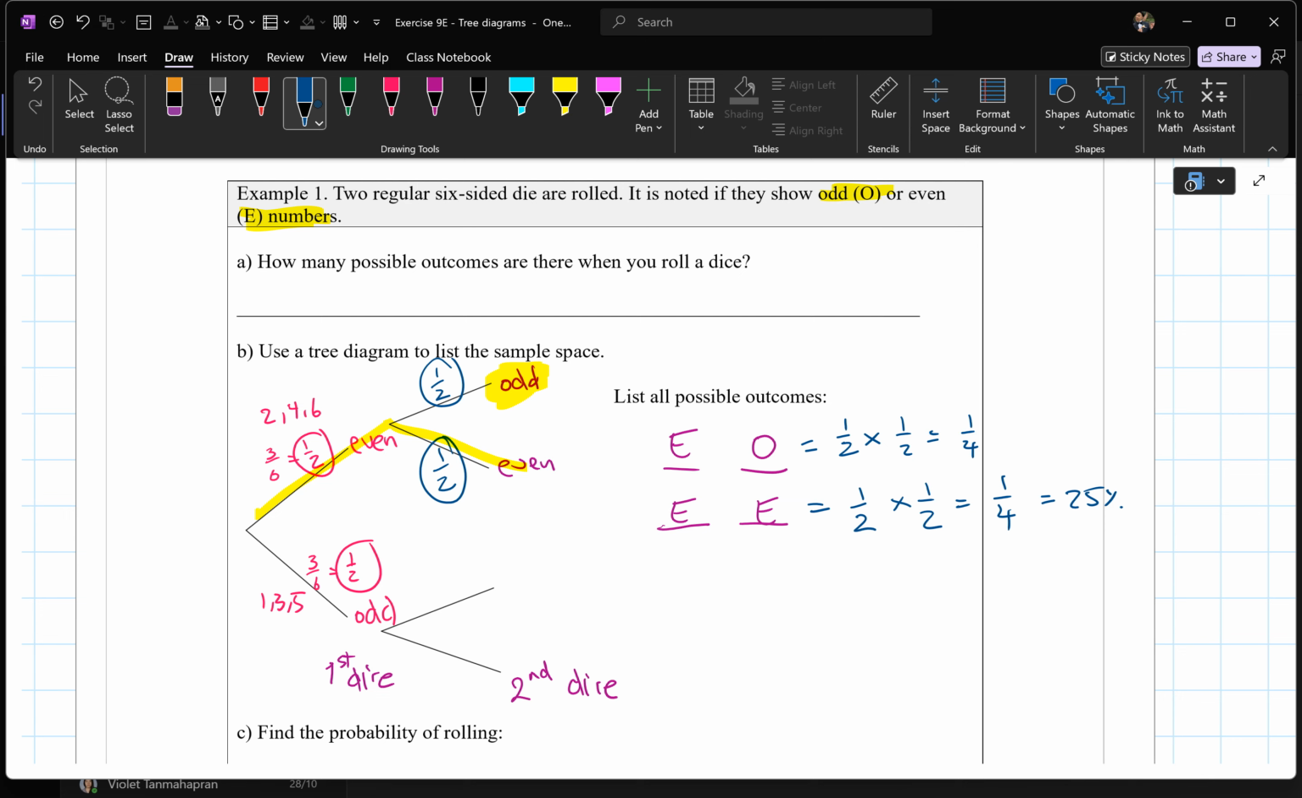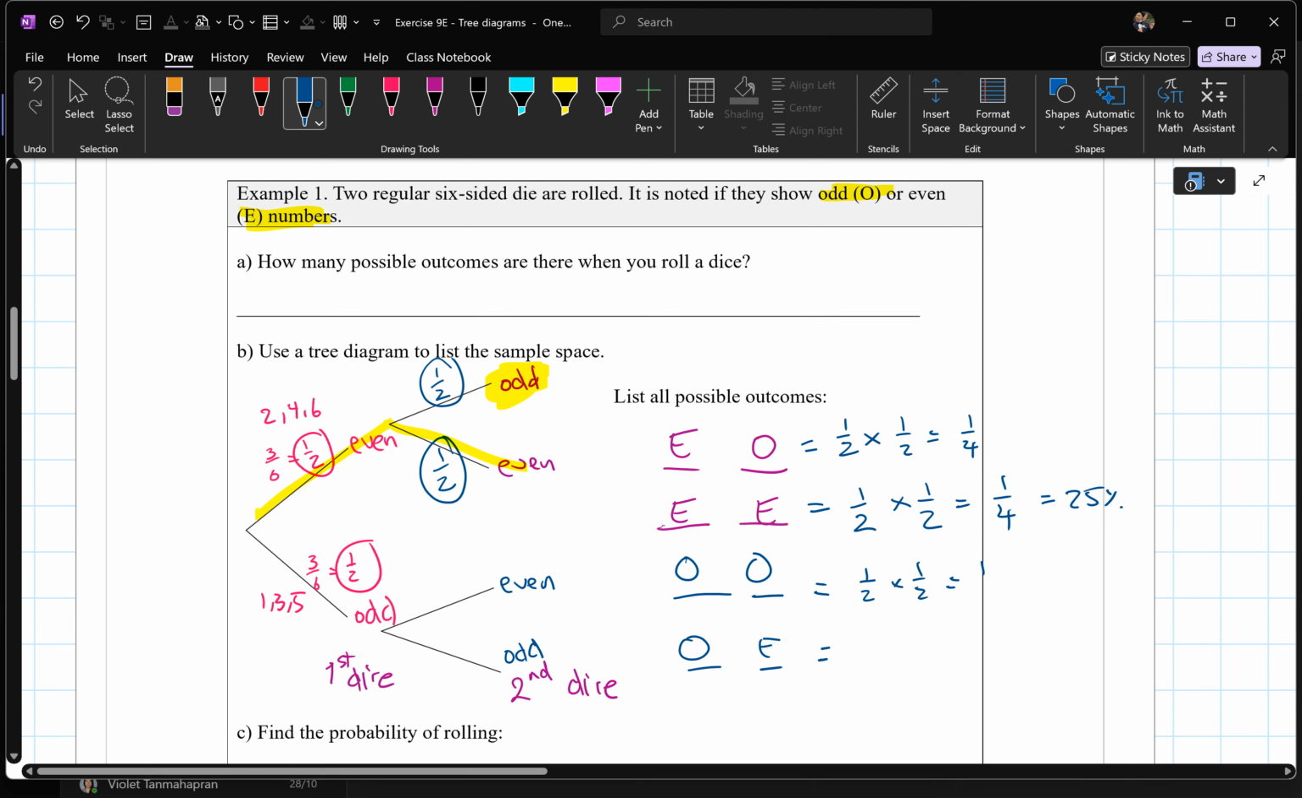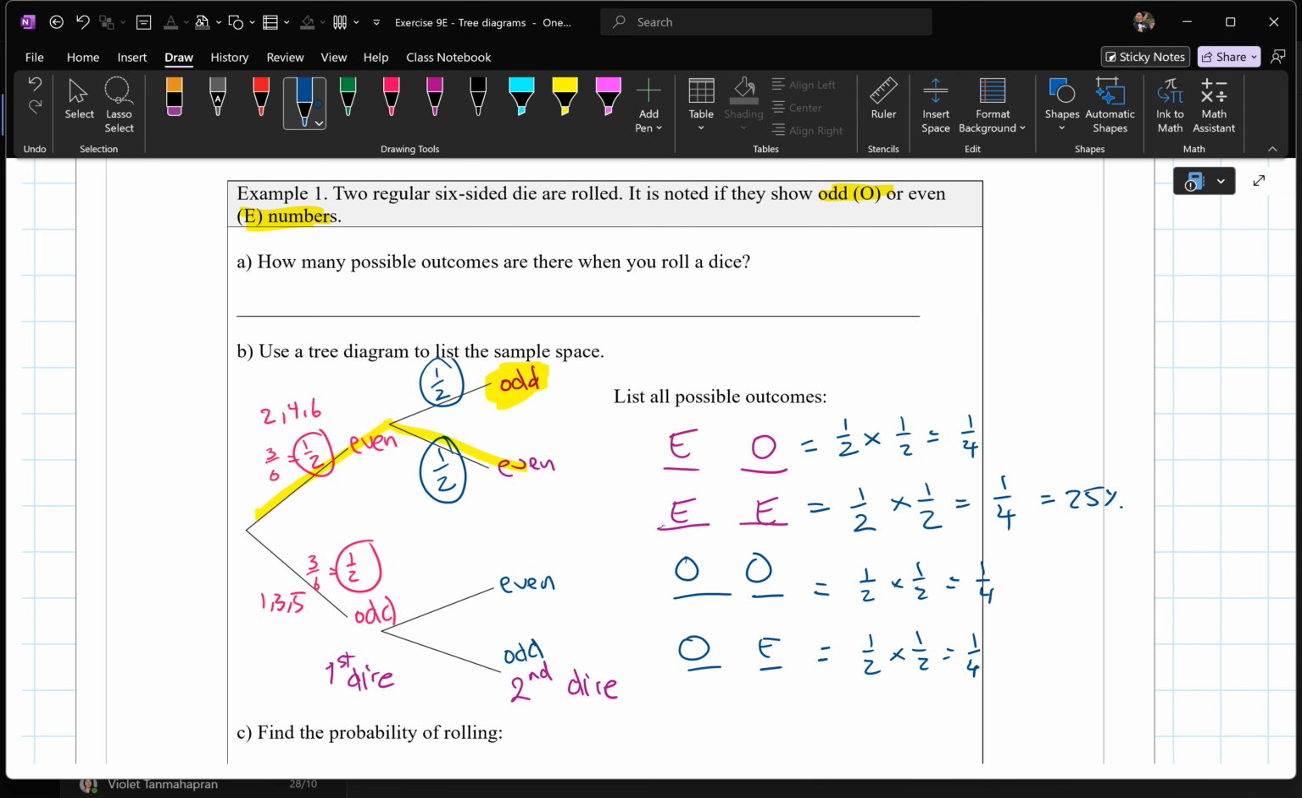Let's do the others. You could have got an odd then an even, and you could have got an odd with an odd. So it could have been odd, odd, or odd, even. Now if we work out the percentages for each one, the chance of getting odd and odd is half times half again. And hopefully you figured out the pattern. This was an easy example where all have a 25% chance of getting either one. Your problems that you're going to work with don't always end up being half, half, half, half. It might actually be half, 3/4, depends on the problem.